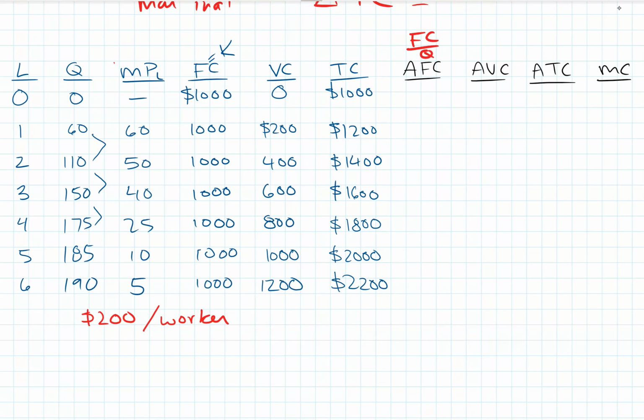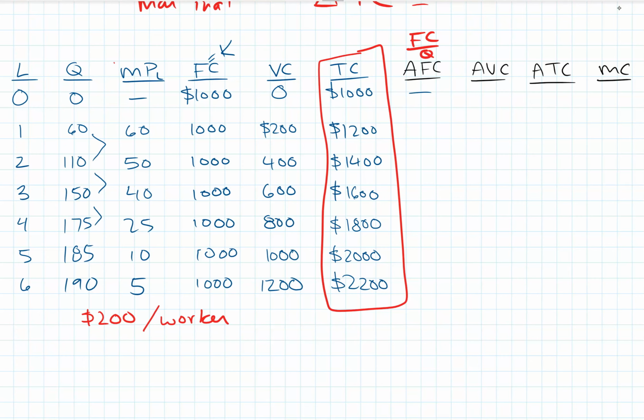So our average fixed cost is our fixed cost divided by our quantity. I won't show you the calculations here, but this one is just going to be falling. Okay, so we can't do it for 0. And then here, how much fixed cost? That's 1,000, divided by the quantity, which is 60.